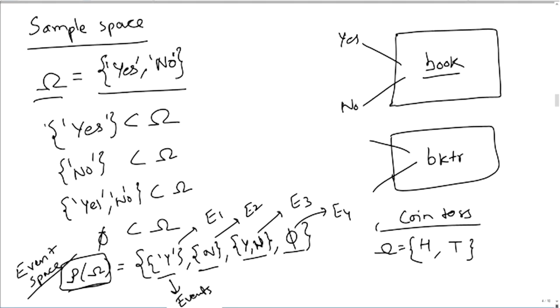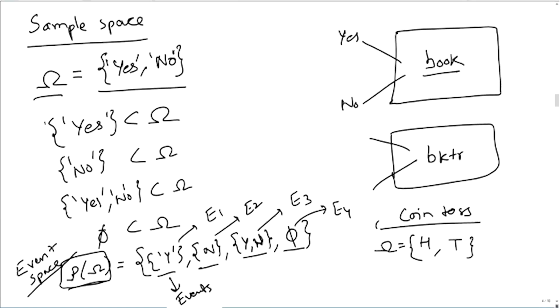Now event space is the power set of your sample space, and each member of your event space is called an event. Now why is all this useful? Why are we talking about this? Because probability is all about events, and let me show you how. So probability is a way of assigning a real value to each event in your event space.